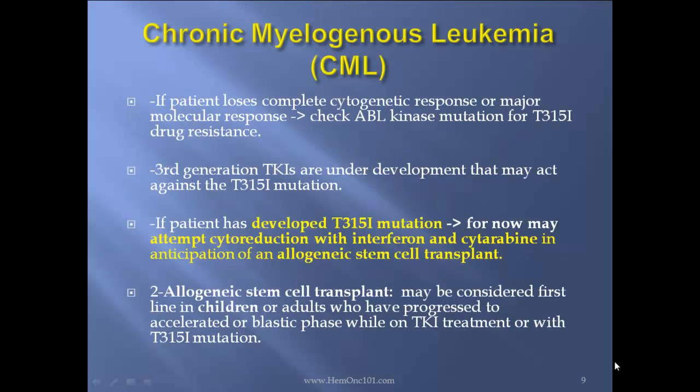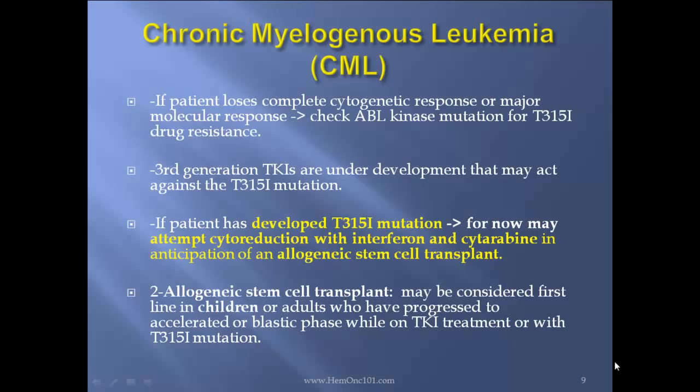If patient loses complete cytogenetic response or major molecular response, then check the ABL kinase mutation for the T315I drug resistance. Third generation TKIs are under development and may act against the T315I mutation. If patient has developed the T315I mutation, for now may attempt cytoreduction with interferon and cytarabine in anticipation of an allo stem cell transplant.